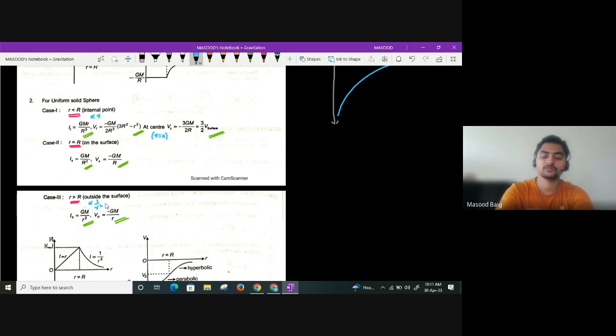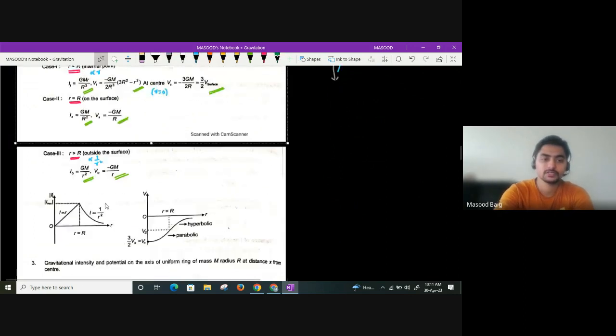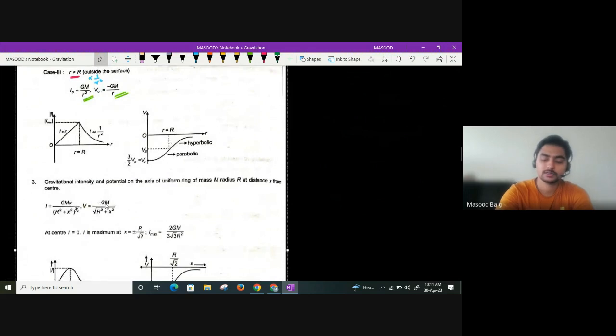So that is the reason if we plot the variation of field with respect to distance from the center for a solid sphere, guys, it will first follow a straight line, then it will follow a square hyperbola. Whereas if you take the potential for your solid sphere, inside it will follow a parabolic curve, outside it will follow a rectangular hyperbola, guys.